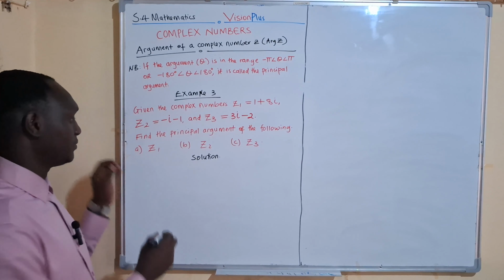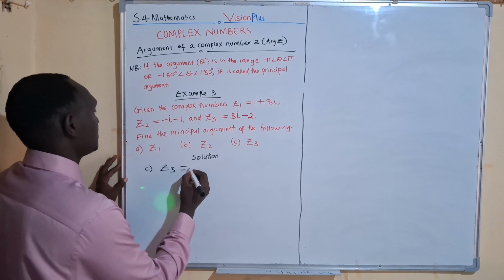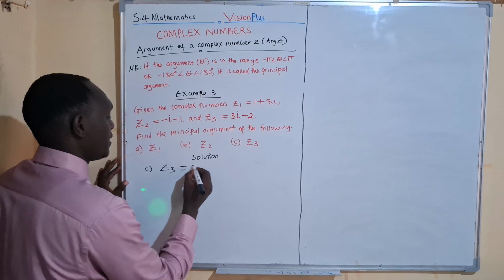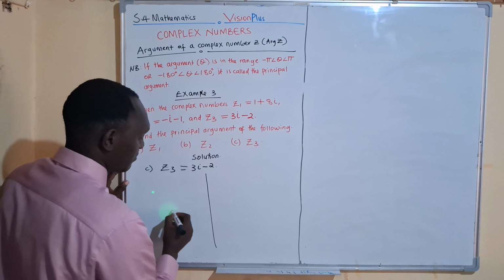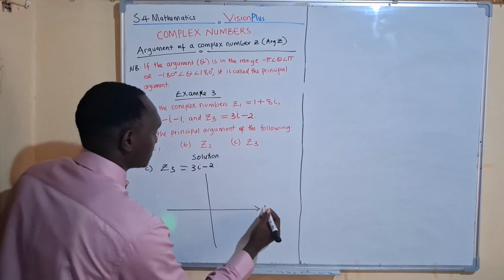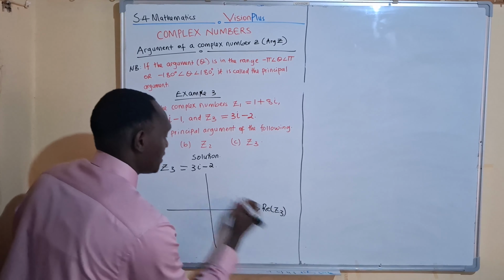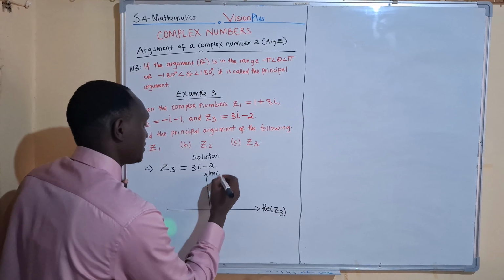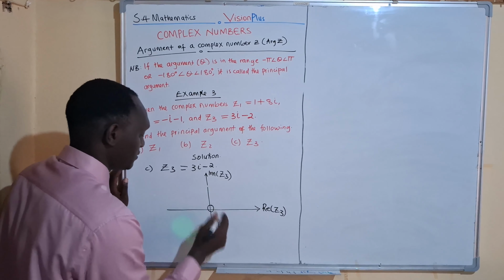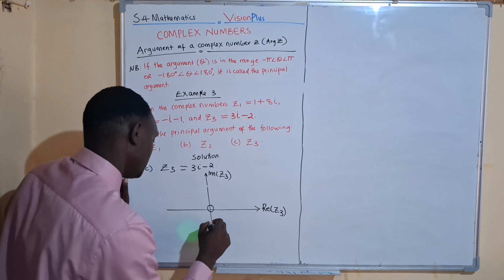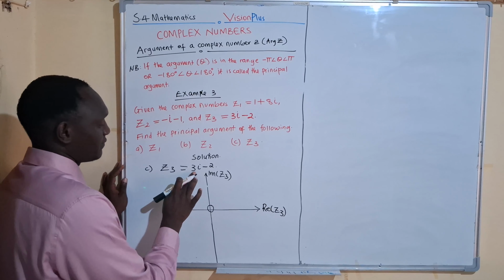Now for part C, which is Z3, it says that Z3 is given as 3i minus 2. Draw your Argand diagram quickly. It carries marks, so be careful. This is Z3, that is the real axis. This is the imaginary axis of Z3. Then you come, this is the origin. This should be very straight, so use a ruler. Now we have 3 and 2.